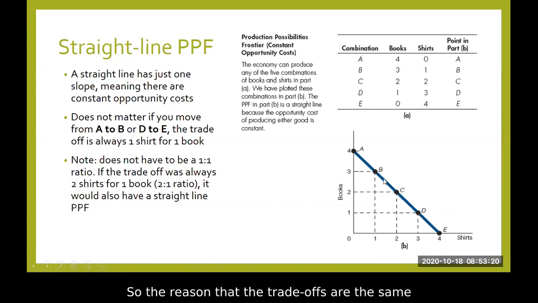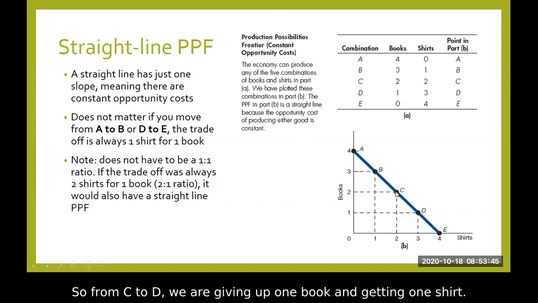So the reason that the trade-offs are the same is because the slope is fixed. So if we pick any 2 points, let's say we pick A and B, if we want to move from point A to point B, it's saying that we are giving up 1 book and instead getting 1 additional shirt. And it's the same if we go from C to D as well. So from C to D, we are giving up 1 book and getting 1 shirt.